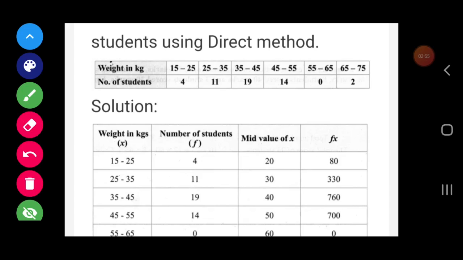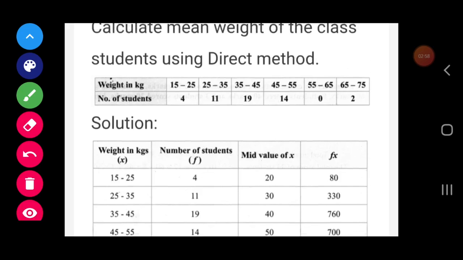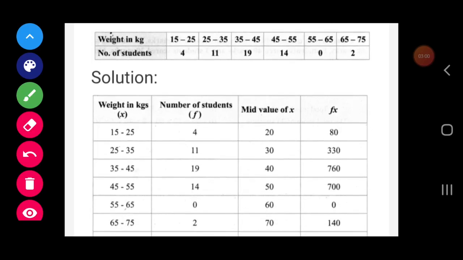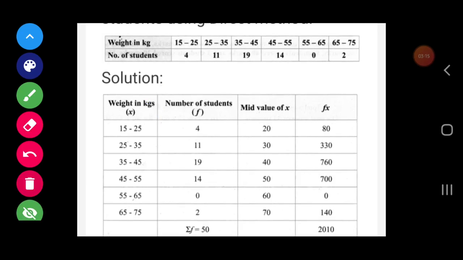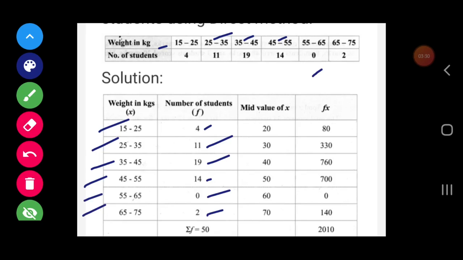Now we will see how to find the mean value by using the direct method. It is very simple. We have to take the middle value of X first. First we put the tabular column like this. Weight in kgs: 15 to 25, what they have given in the question, that you have to write. 15 to 25 is 4, 25 to 35 is 11, 35 to 45 is 19, 45 to 55 is 14, 55 to 65 is 0, 65 to 75 is 2. And next we have to find the middle value.